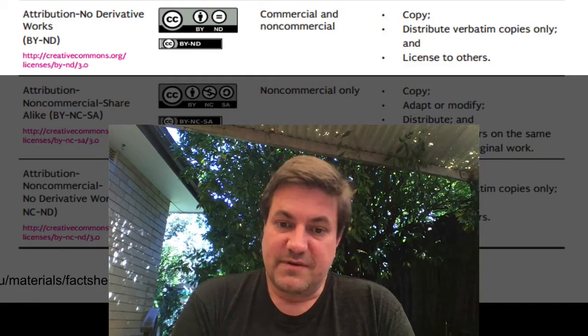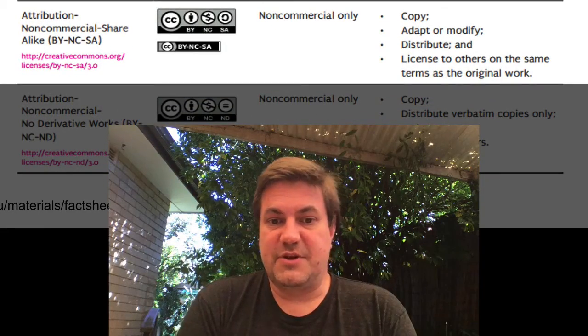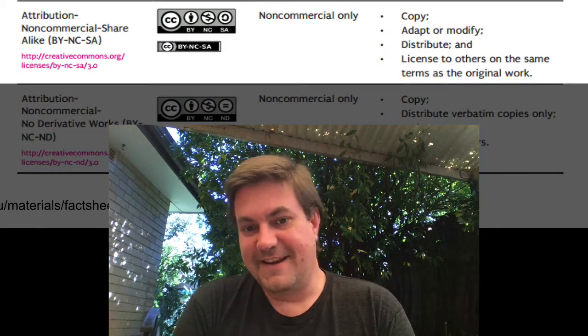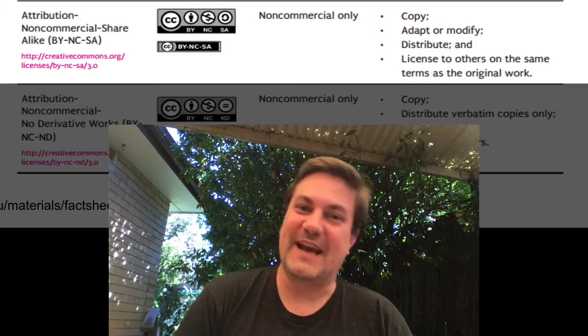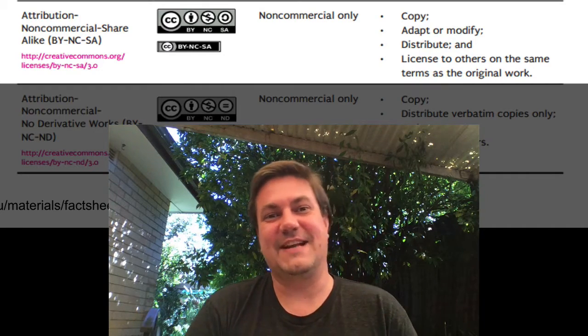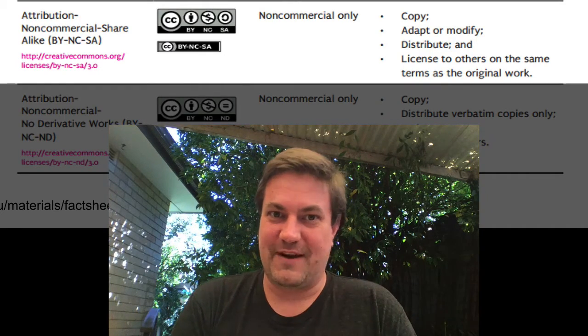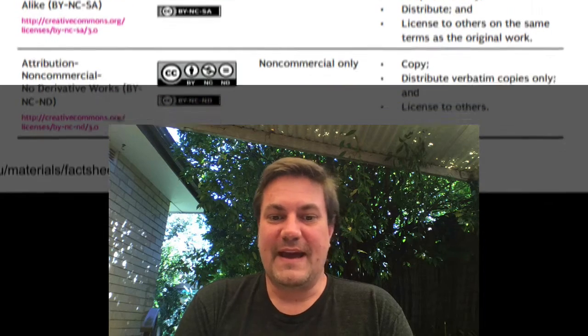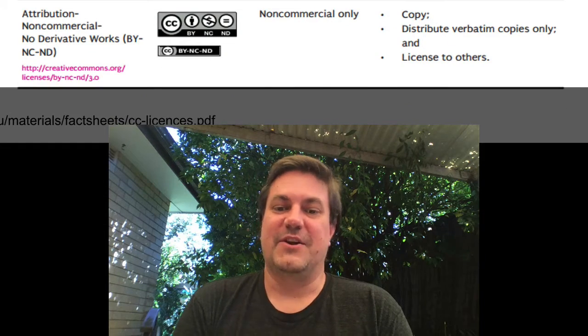Then there are the 2 triple licenses, which is attribution non-commercial share-alike. So you have to say who made it. You cannot make money from it, and you have to release your product under the same Creative Commons license. Or attribution non-commercial no derivative.